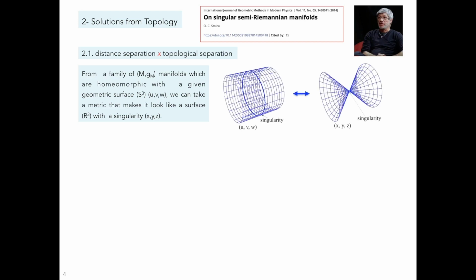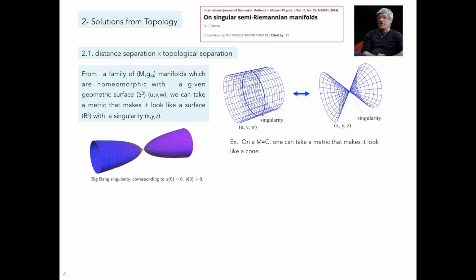Well, then, on a manifold which is homeomorphic with a cylinder, for example, one can take a metric that makes it look like a cone. Note that the cone's vertex is actually a circle of the cylinder, and the metric is degenerate on this circle. Similarly, one should not assume that at the Big Bang singularity the entire space was a point-like object, but only that the space metric was degenerate at t equals 0. As I said before, the trivial dynamical solutions are the bouncing models.